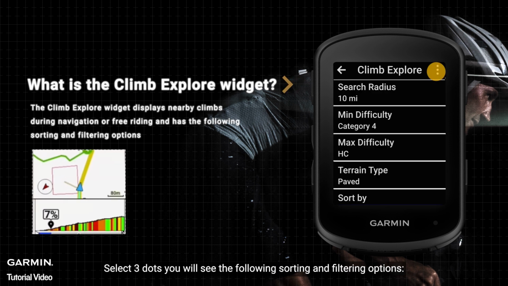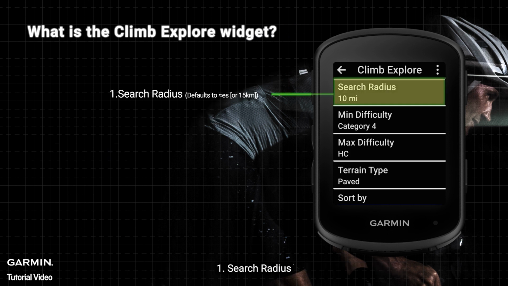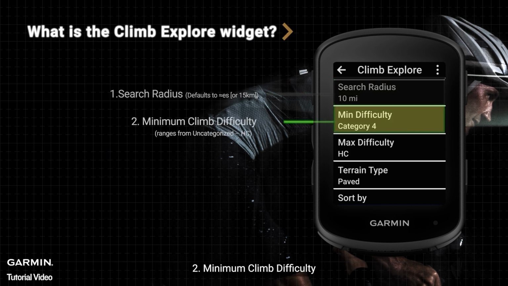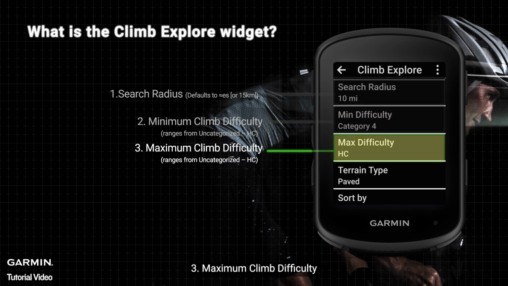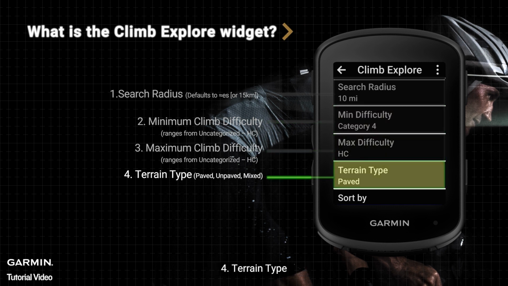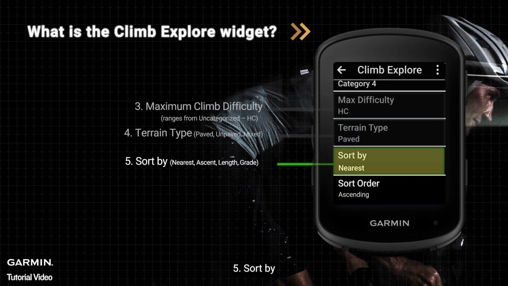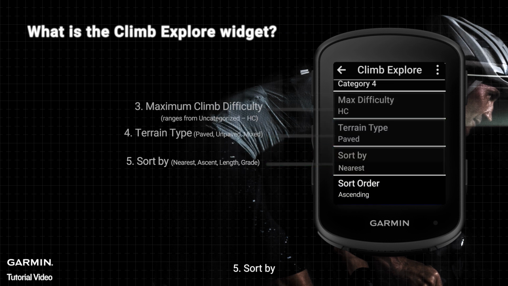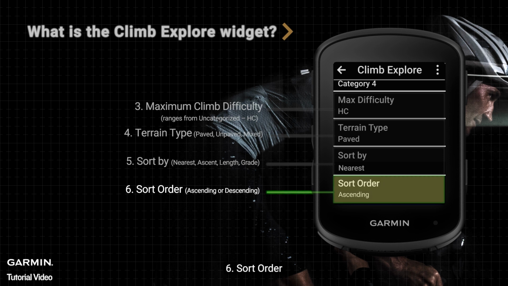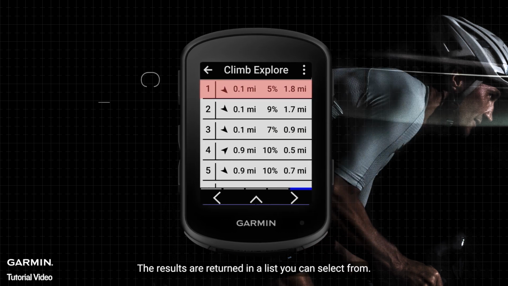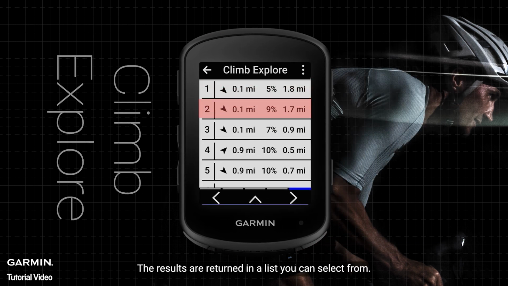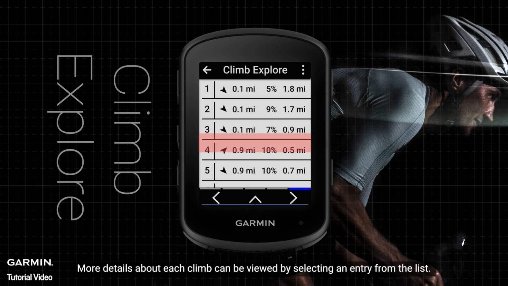Select three dots, you will see the following sorting and filtering options. 1. Search radius. 2. Minimum climb difficulty. 3. Maximum climb difficulty. 4. Terrain type. 5. Sort by. 6. Sort order. The results are returned in a list you can select from. More details about each climb can be viewed by selecting an entry from the list.